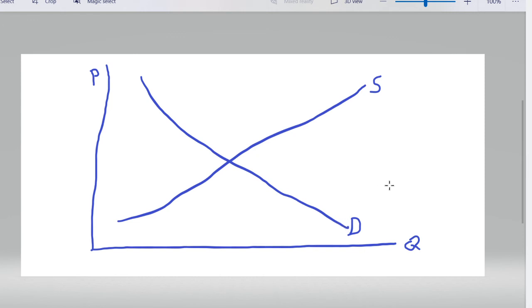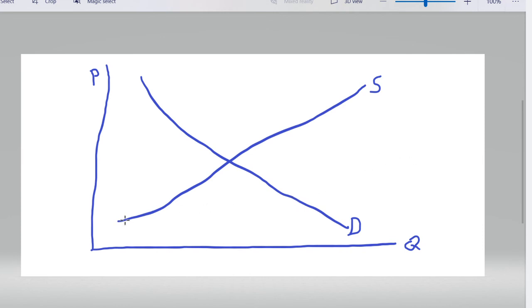And we hold in this graphic all other things equal. So at this point, there's no change in the number of consumers. There's no change in incomes. There's no change in the price of related goods. There's no change in consumer expectations. No change in taste or preferences.